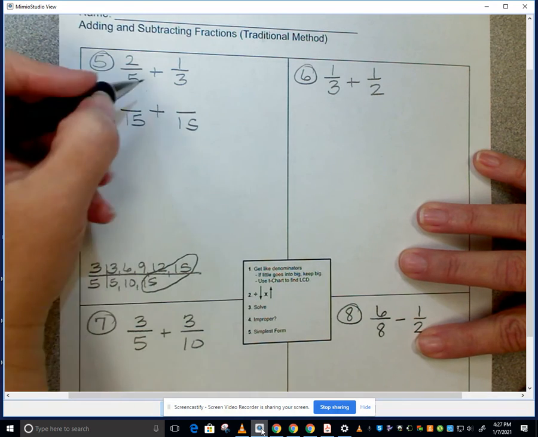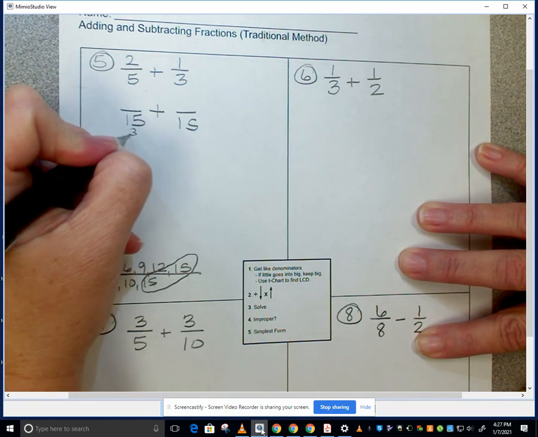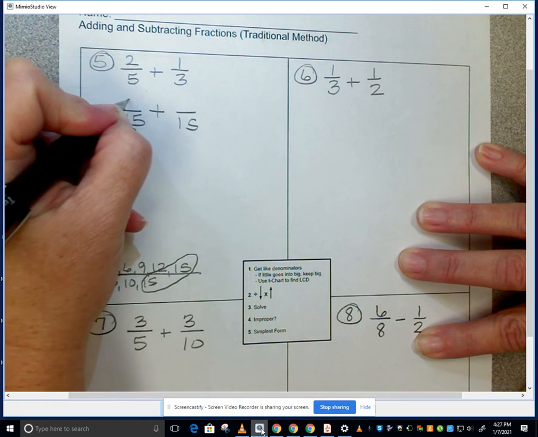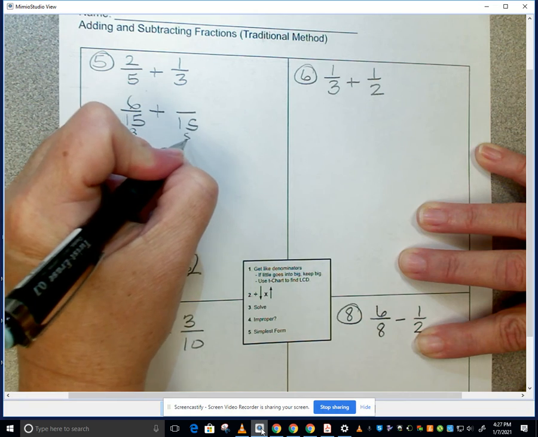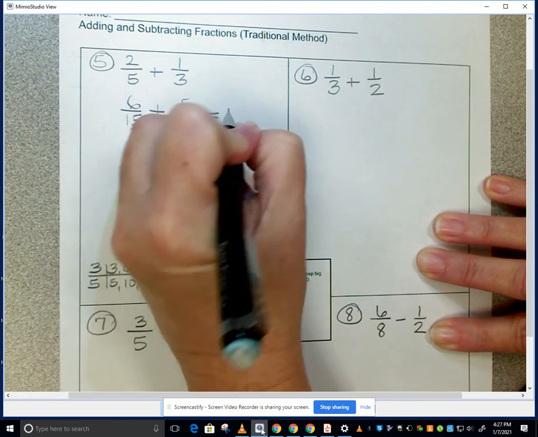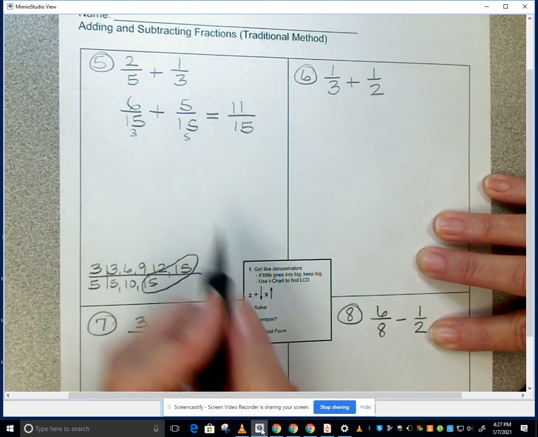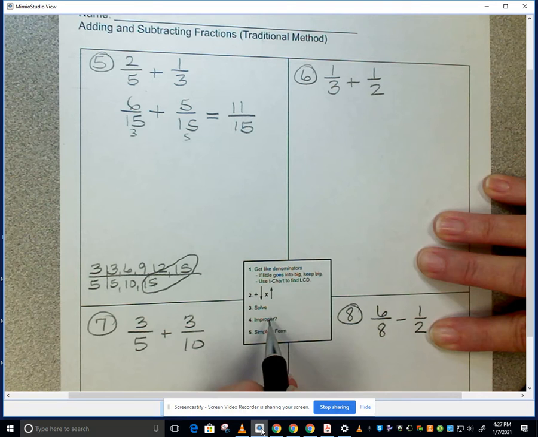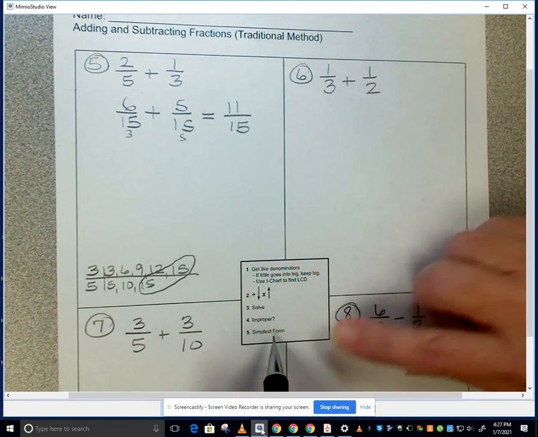Now we're going to divide down, multiply up. 5 is going into 15, 3 times. 3 times 2 is 6. 3 is going into 15, 5 times. 5 times 1 is 5. Equals 11/15. It's not improper. Well, I've just solved it. It's not improper. So now I do simplest form.